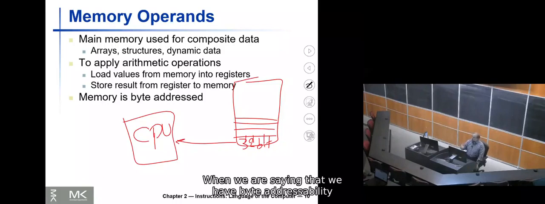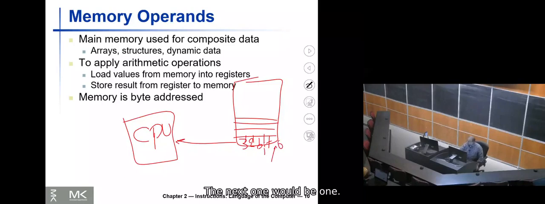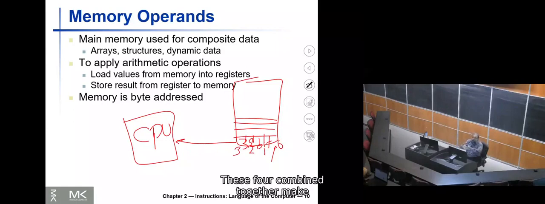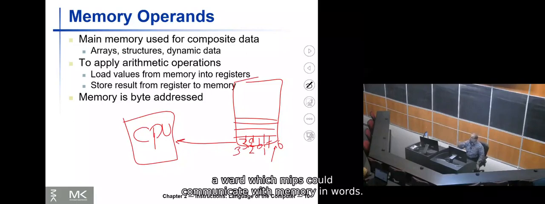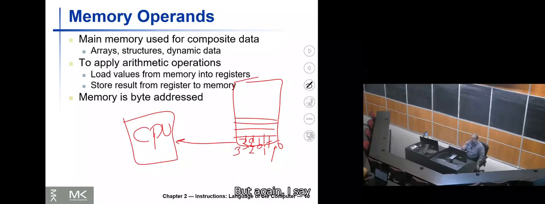When we say that we have byte addressability, it means that this byte is address 0. The next one would be address 1. The next one would be address 2. And the next one would be address 3. These 4 combined together make a word, which MIPS could communicate with memory in. But again, they have to maintain byte addressability.